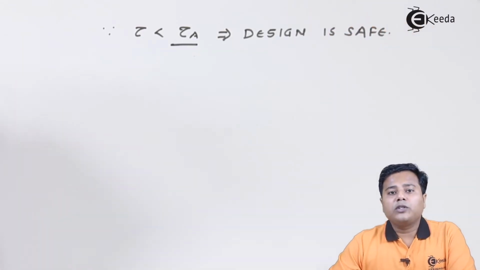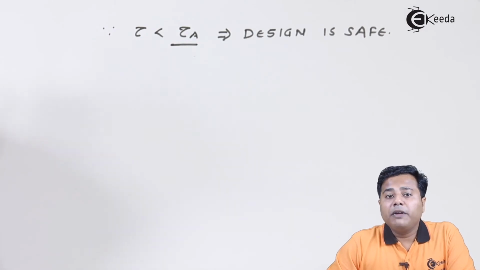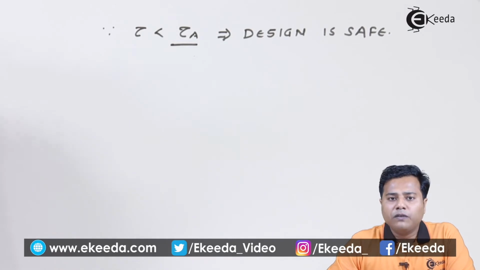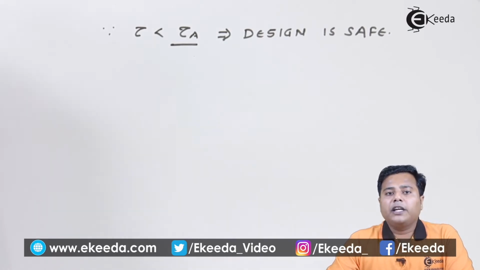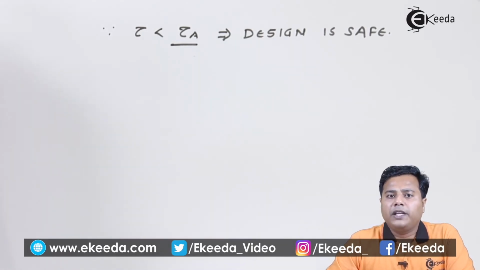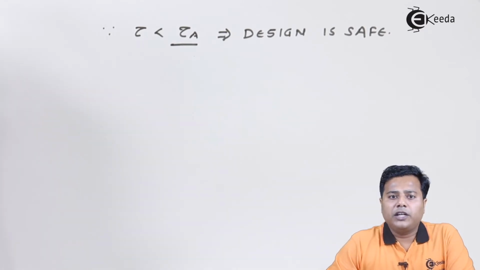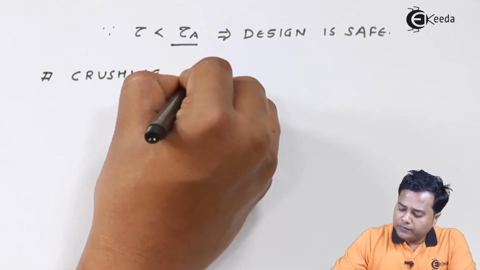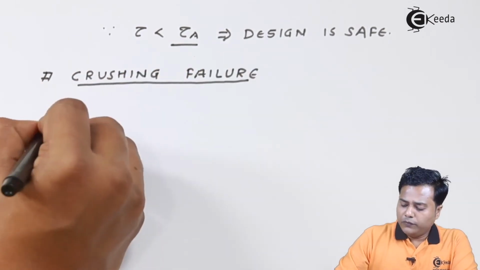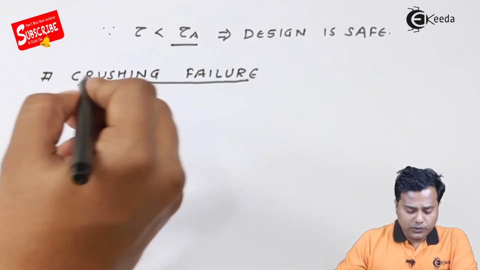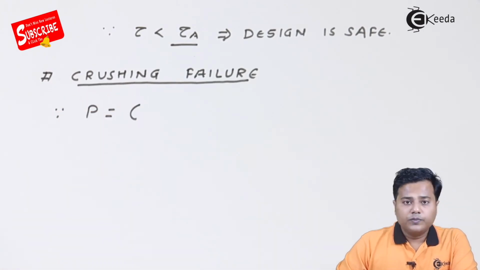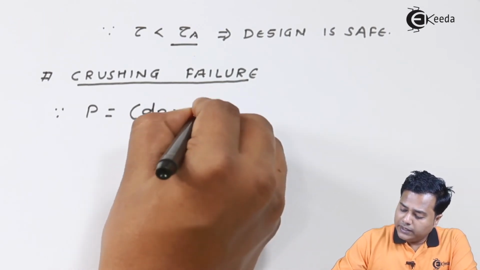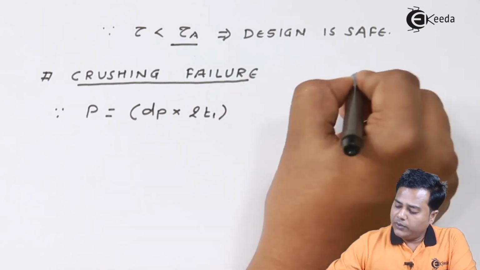There is third aspect also we had discussed. If you remember, it may fail under crushing also. Crushing is a kind of compressive load under which the object can be crushed down or it can fail, and that's why we have to consider the crushing aspect also. So, crushing failure. Now the formula is again based on the axial load, which is equal to diameter of pin into twice the thickness.